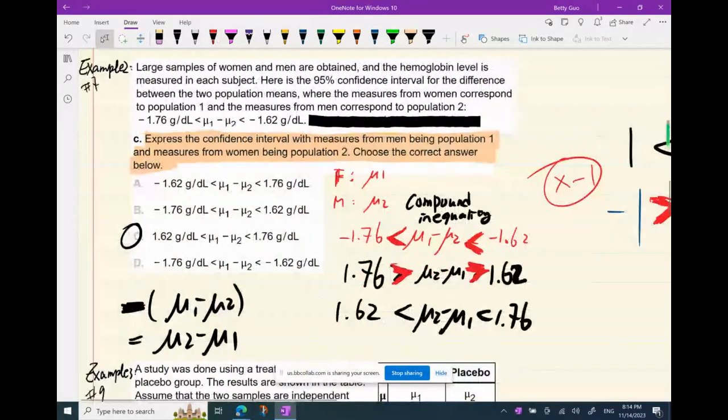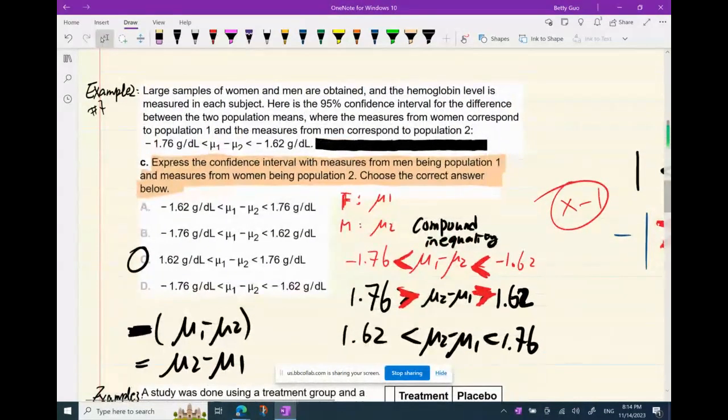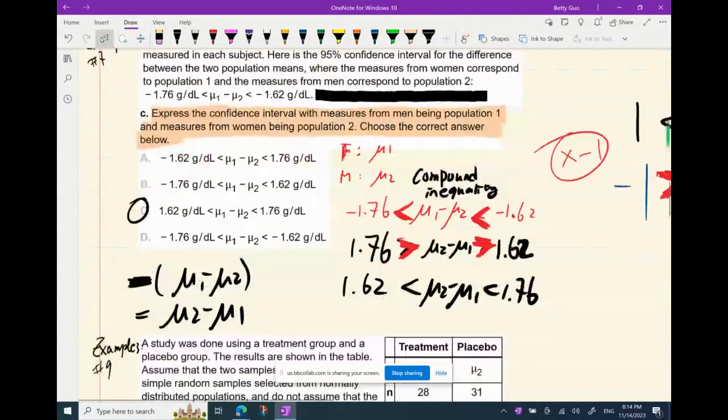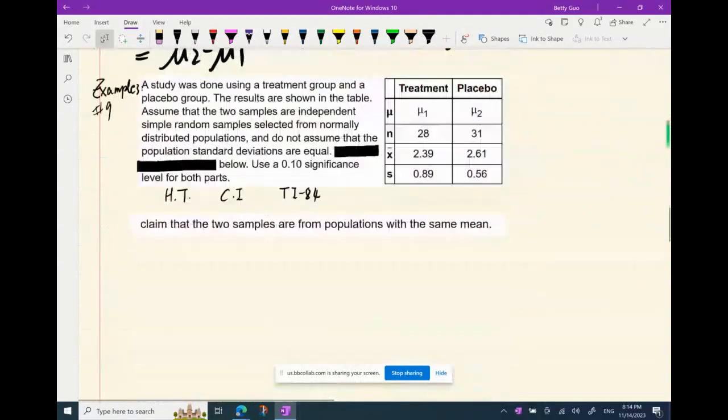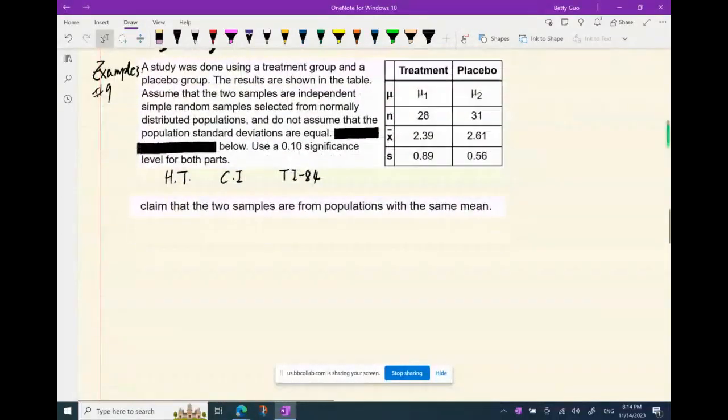If you have any question, you can ask me or email me. So this is a part of question number 7 in section 9.2. I think it's necessary for us to go over it in class, because it's a play with inequality. All right, next example.